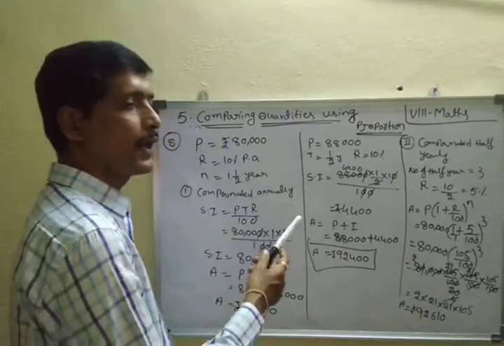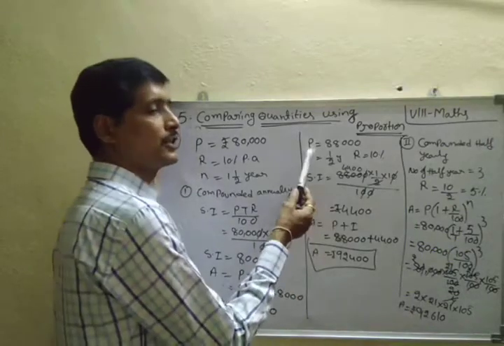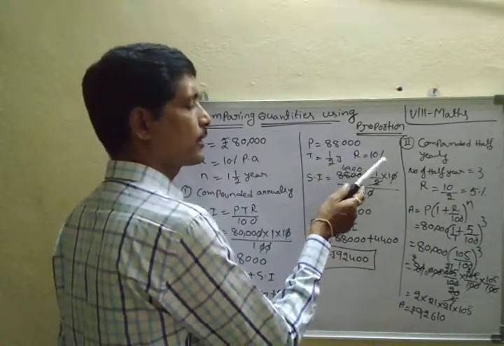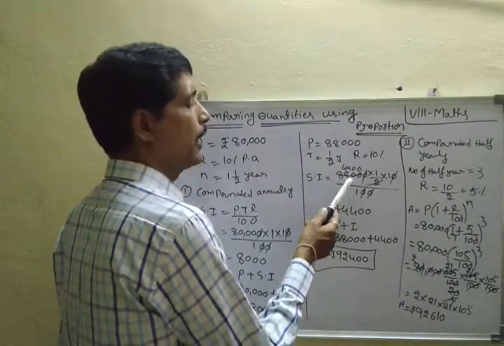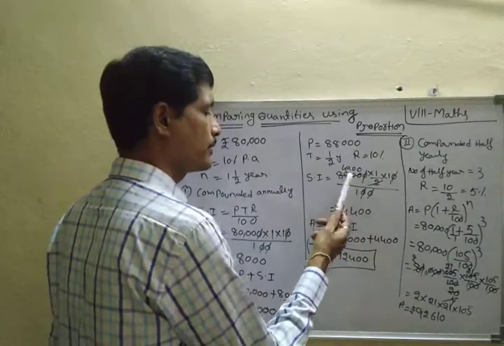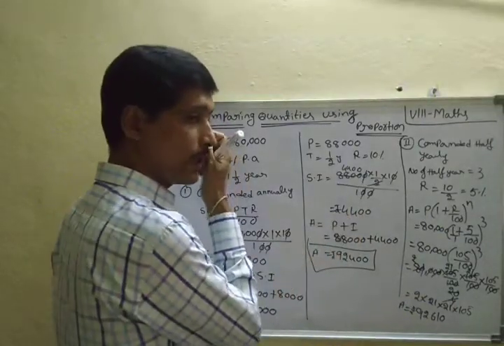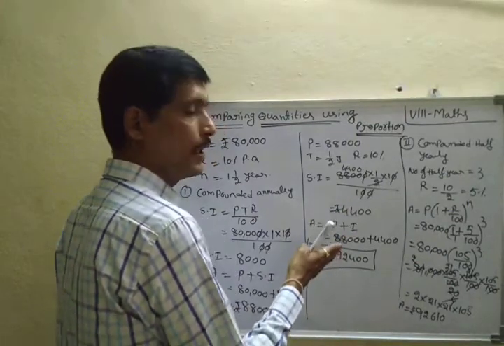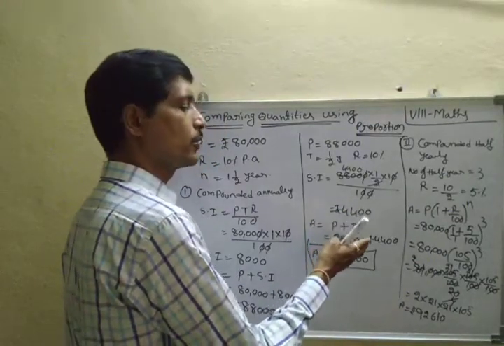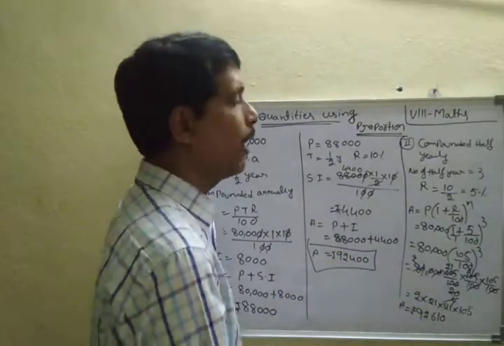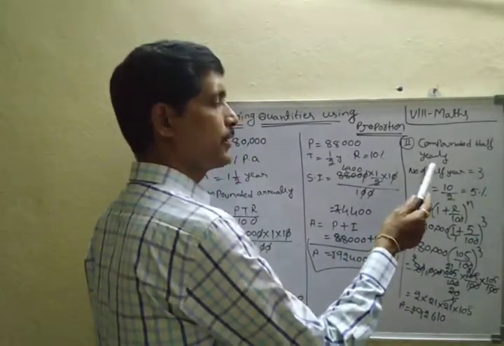Therefore, after 1 year, the principal is 88,000. Time equals half year, and rate of interest equals 10. Therefore simple interest equals 88,000 into 1 by 2 into 10 by 100. With cancellation you get 4,400. Therefore total amount equals principal plus interest, that is 88,000 plus 4,400, that equals 92,400.